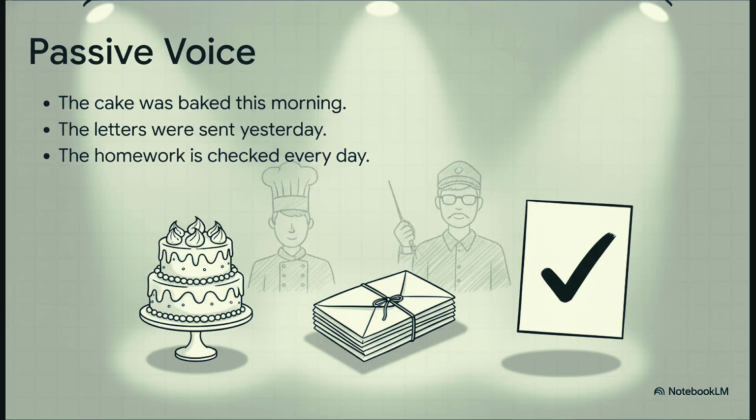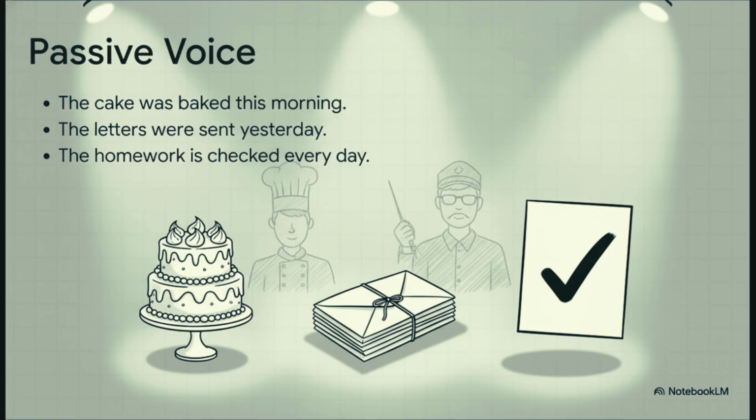But wait, there's more. Be verbs are also the secret ingredient for the passive voice. This is when we care more about what happened than who did it. Think about it. The cake was baked this morning. We don't really care who baked it, we're just excited about the cake. The letters were sent yesterday. The homework is checked every day. See how was, were, and is step in to help the main verbs?